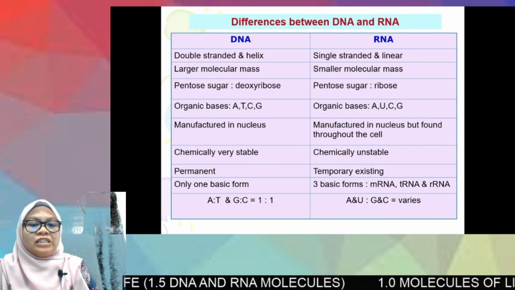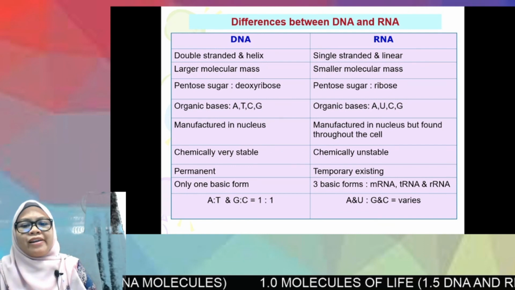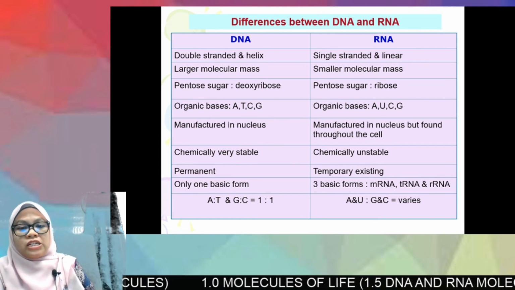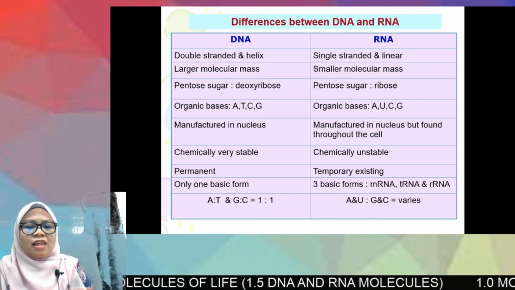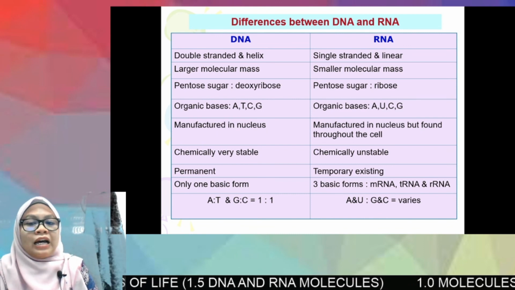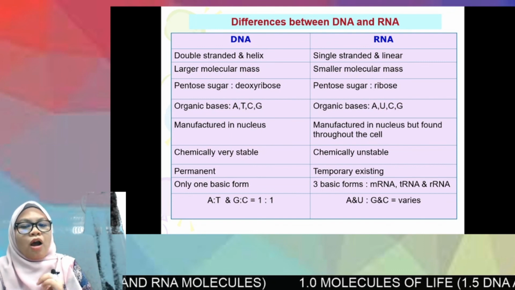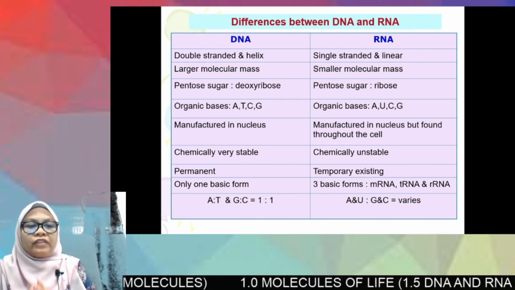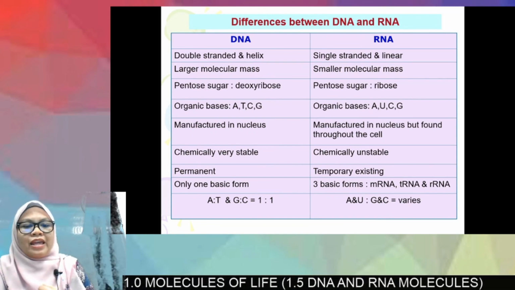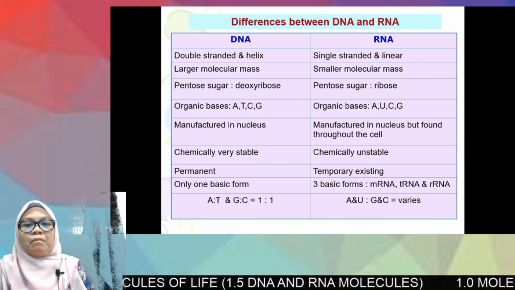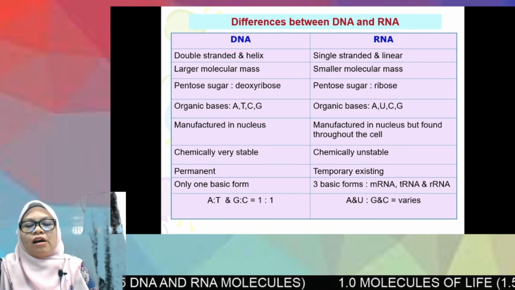DNA is manufactured in the nucleus, and it stays in the nucleus. But RNA is manufactured in the nucleus, but found throughout the cell. DNA is chemically very stable, but RNA is chemically unstable. DNA exists permanently, but RNA exists temporarily. After the translation process is done, RNA will disappear. And then DNA only has one basic form, but RNA has 3 basic forms, which are mRNA, tRNA, and rRNA.